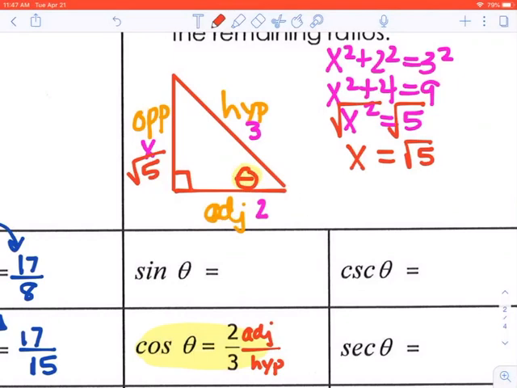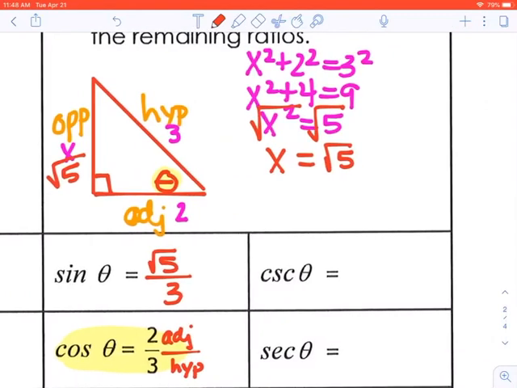So based off the one definition of cosine, I have now found my entire triangle, and I can find all the other trig functions here. So sine of angle theta. Sine of theta is opposite over hypotenuse. So my opposite is root 5. My hypotenuse is 3. Done. Now I can go straight into cosecant. It's going to be the reciprocal of the sine. So I can write 3 divided by root 5.